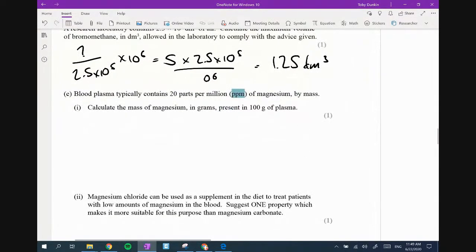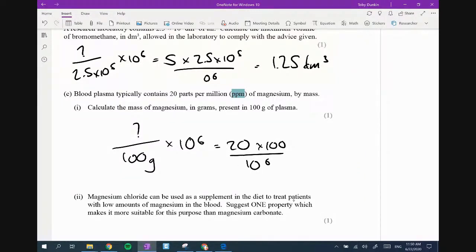Blood plasma contains 20 parts per million of magnesium by mass. Calculate the mass of magnesium in grams present in 100 grams of plasma. Right, okay. So we've got 100 grams of plasma, looking for the mass of magnesium, times 10 to the 6, equals 20 parts per million. Reorganize: times it by 100 divided by 10 to the 6. 20 times 100 divided by 1 exponential 6 gives me 2 times 10 to the minus 3 grams.